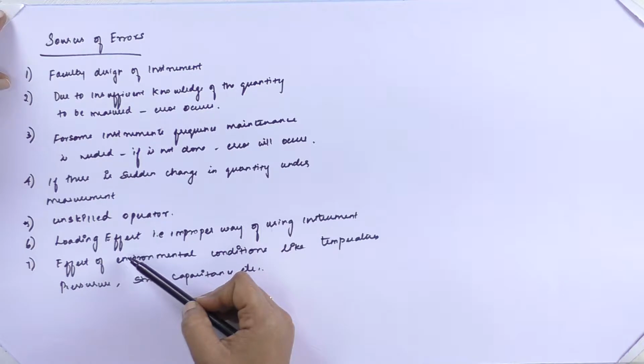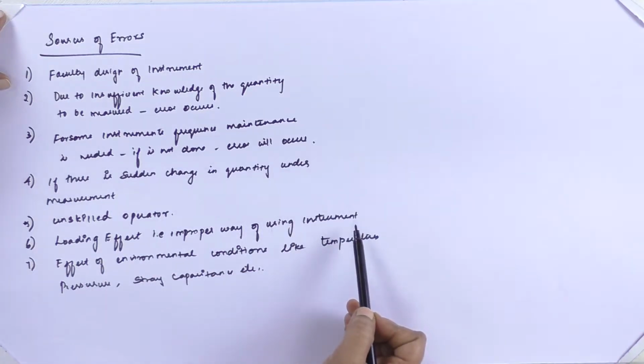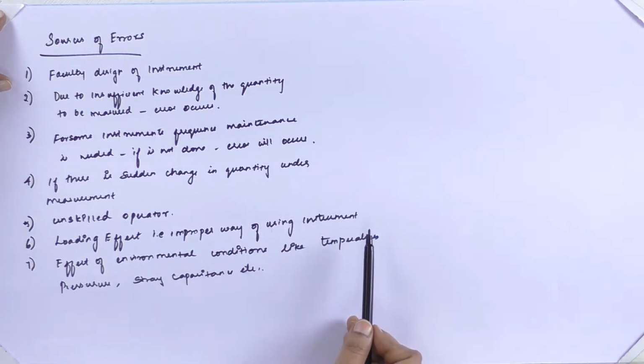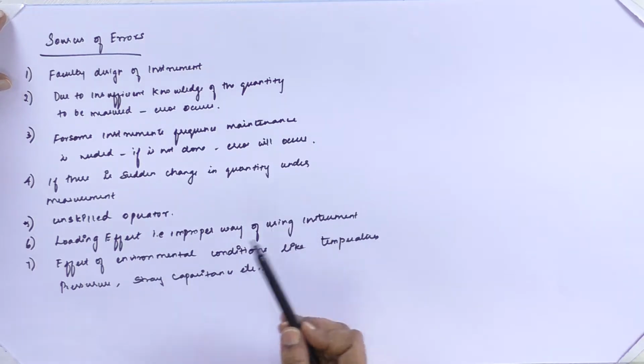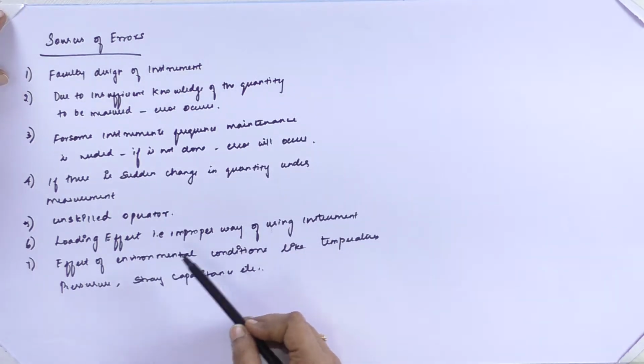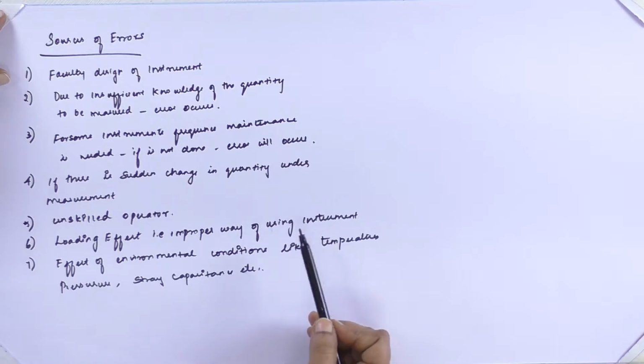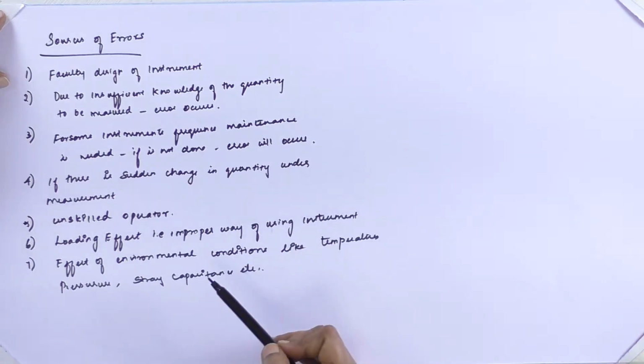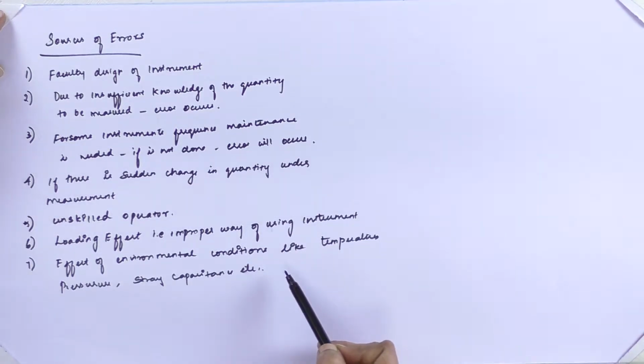The loading effect is nothing but the improper way of using the instrument. If instrument is used in an improper way, it will cause error. Next, last one is the effect of environmental conditions. That is, external environmental conditions like temperature, pressure, stray capacitance, etc. will cause error during the process of measurement.